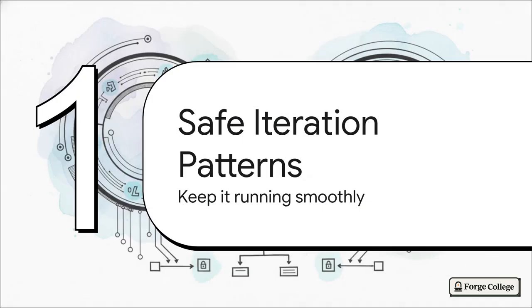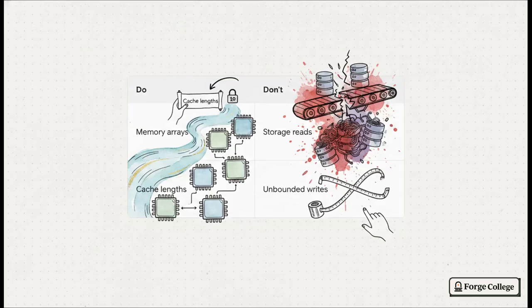Let's look at Section 4, Safe Iteration Patterns, or in other words, keeping the conveyor belt running smoothly. Let's actually apply this in practice with some hard do's and don'ts. First up, do use memory arrays for temporary inputs. Memory is cheap, it's fast, and it is highly safe. Also, do cache the array length in a separate variable before the loop even starts. If you don't do this, your smart contract might end up wasting precious gas rereading the length from memory or storage on every single cycle. And let me tell you, that adds up fast.